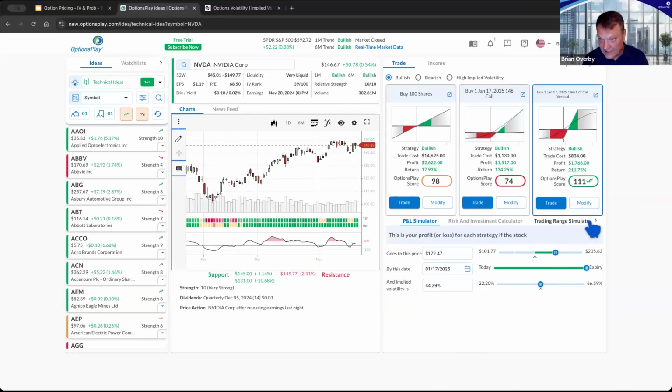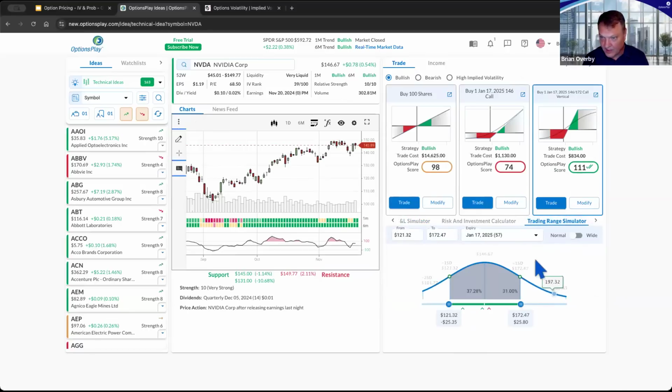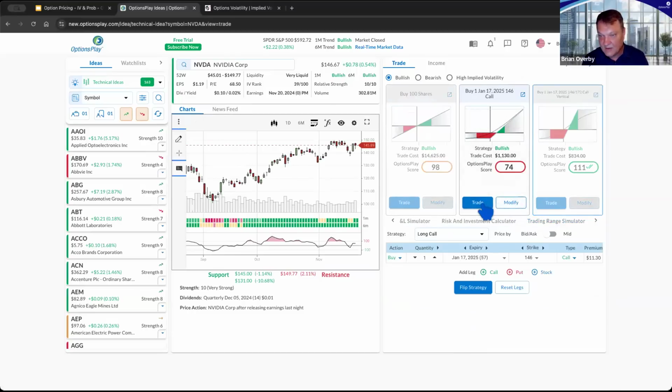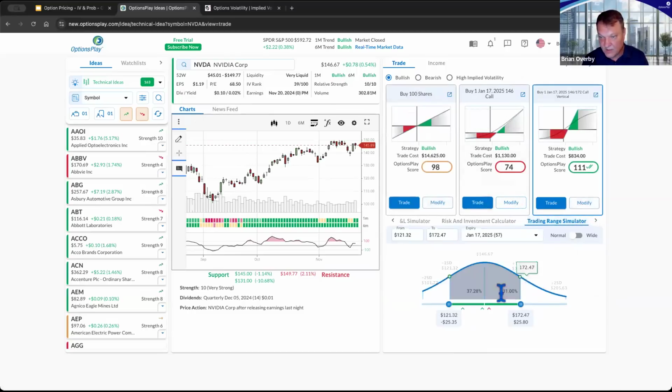And we're looking at the trading range simulator. Market is at 146. If I wanted to sell a call option, this would be a popular one to sell, somewhere right around 172. 172 and a half is where that one standard deviation move is at. So let's click modify. For the trading range simulator, we'll go January, 57 days. Not saying that we should do 57 days. I'm just saying that I'm going to use this as an example.